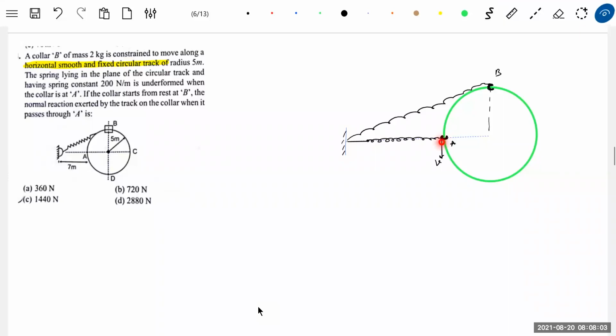What do you mean by undeformed when the collar reaches A? This is the natural length of the spring. So we know the natural length of the spring, how much is it? L0. And this length is given as 5 meters. So what is this R? R will be 7.